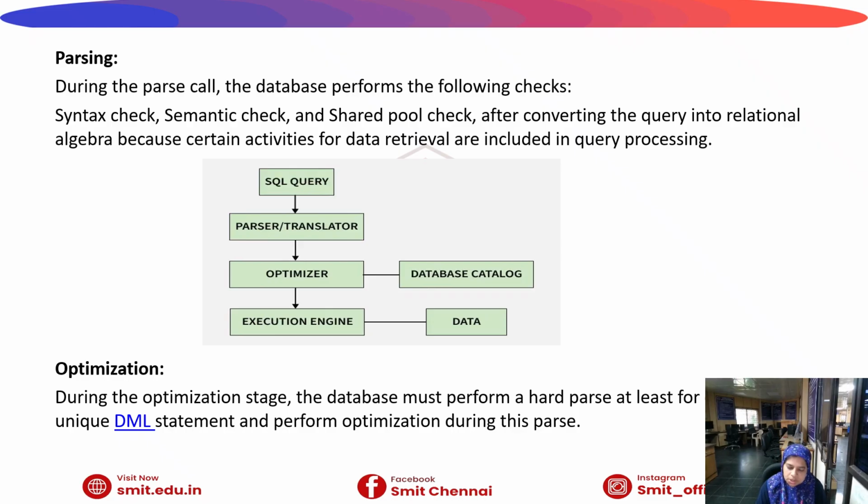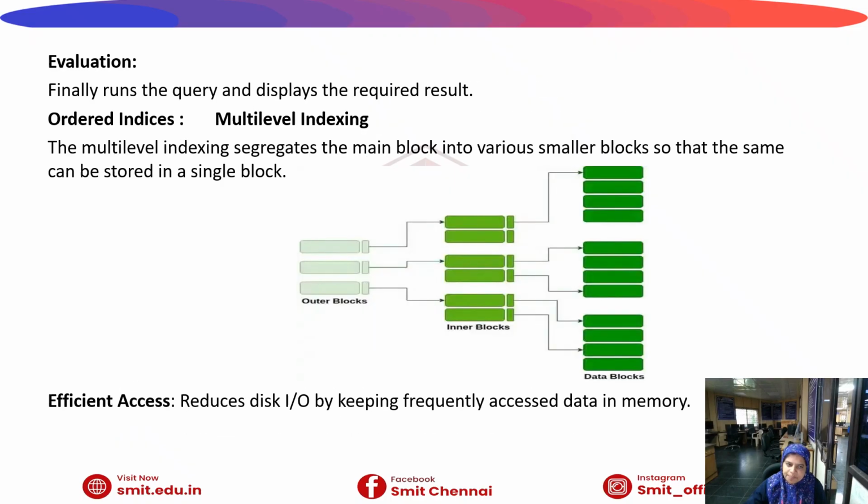Optimization is done as follows: during the optimization stage, the database must perform a hard parse at least once for unique DML statements and perform optimization during this pass. Next is evaluation, which finally runs the query and displays the required result.